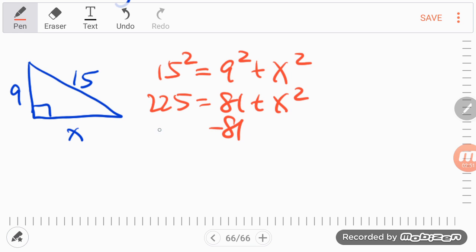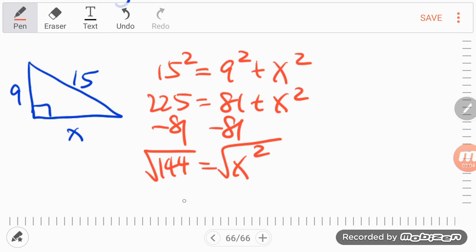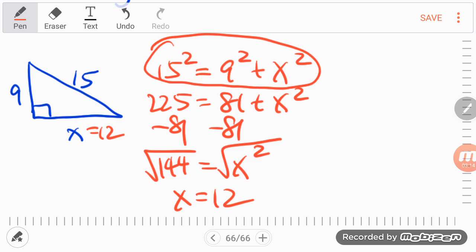Minus 81, minus 81. My x squared is equal to 144. Square root the whole thing, square root left and right. My x is equal to 12. So my x is equal to 12. Okay? Just be careful when you're applying your Pythagorean theorem. Make sure you have your hypotenuse as the subject, then you should be okay.